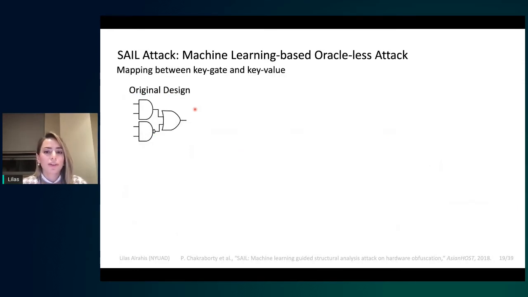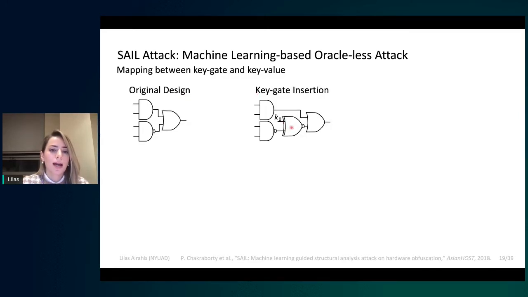Now, one of the first oracle-less attacks on logic locking happened to be a machine learning-based one. It is called the SAIL attack, and it exposed a vulnerability in logic locking. When implementing traditional logic locking, usually there is a mapping between the added key gate and the correct key value. Here is an example of an original design which we wish to lock, and here we locked it by adding a key gate. The key gate that is added now is an XNOR.